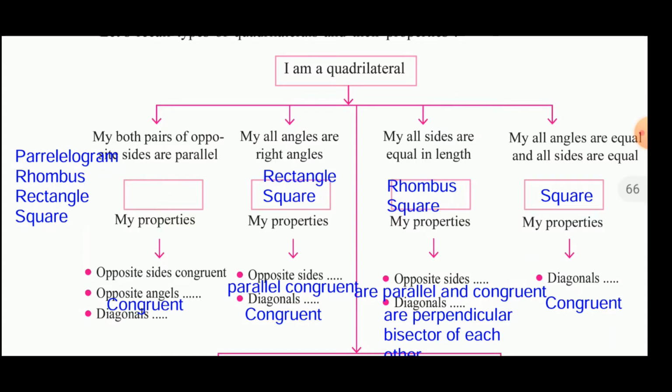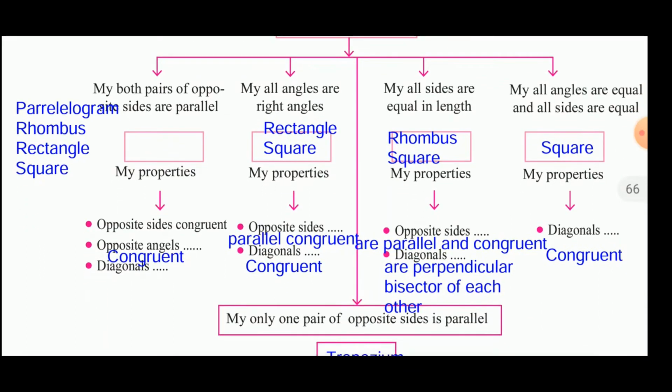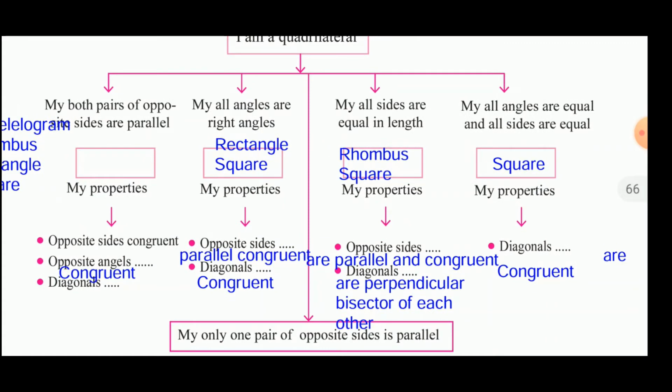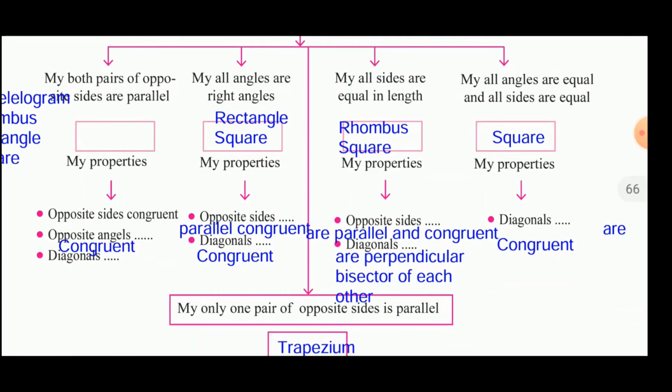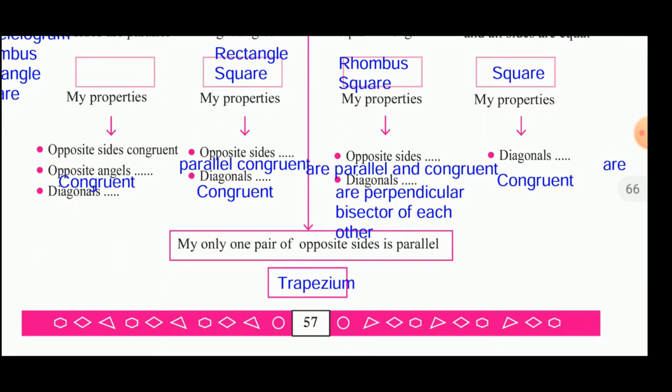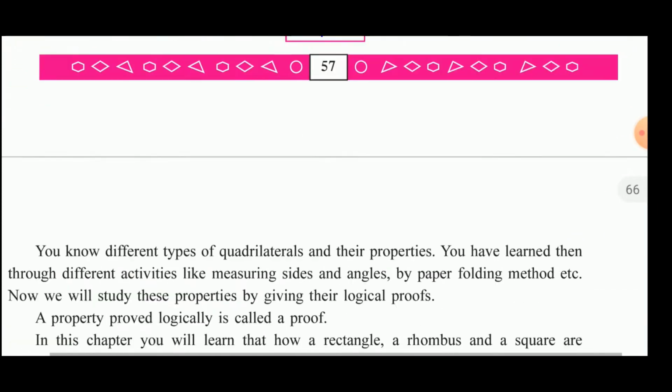Now there are only 2 quadrilaterals, that is rhombus and square, whose all the sides are equal in length. Now the properties are, opposite sides are parallel and congruent and diagonals are perpendicular bisectors of each other. Then all angles are equal and all sides are equal. So we have only one quadrilateral, square, where all the sides are equal and angles are equal. And the property is here, the diagonals are congruent and also they are perpendicular bisectors of each other. Now only one pair of opposite sides is parallel, only trapezium has one pair of opposite sides parallel.